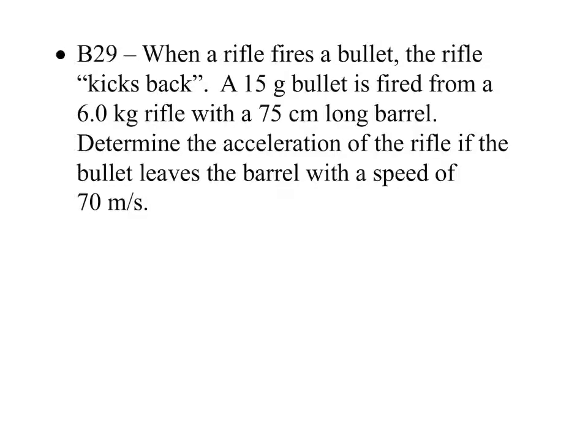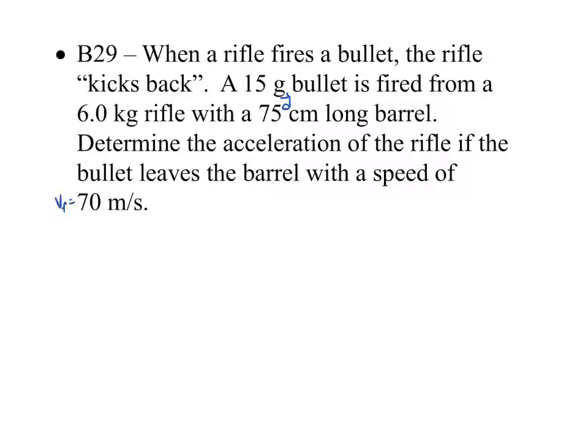So we want to determine the acceleration of the rifle if the bullet leaves the barrel with a speed of 70 meters per second. So we're actually given some kinematics information about the bullet. We're seeing how far it has to go to get to 70 meters per second, so this is the displacement of the bullet, and here's the final velocity of the bullet. Its initial velocity is 0, because obviously it starts from 0 and gets to 70. That's why it gave us that information, because it looks like I need the acceleration of the rifle, but I don't have the acceleration of the bullet, but it looks like I might have enough information to find it.